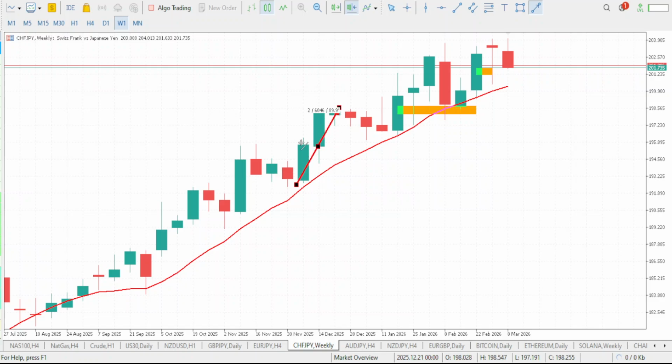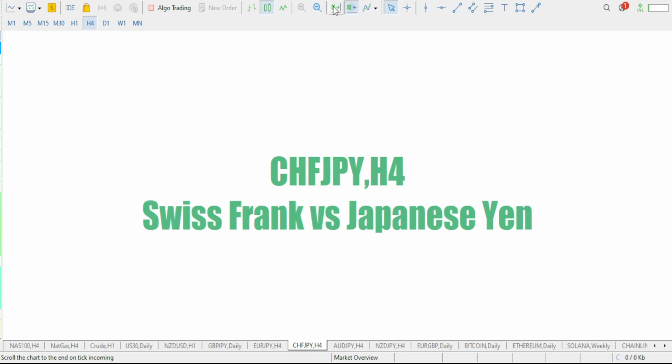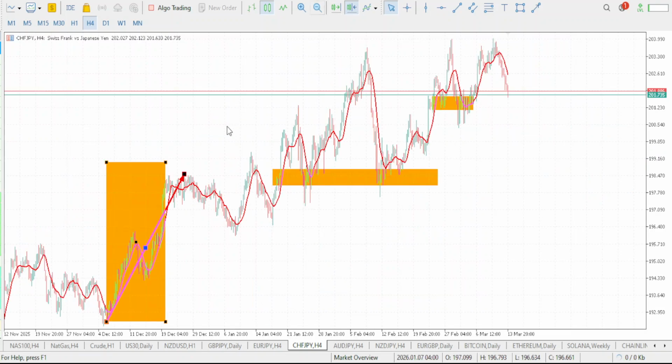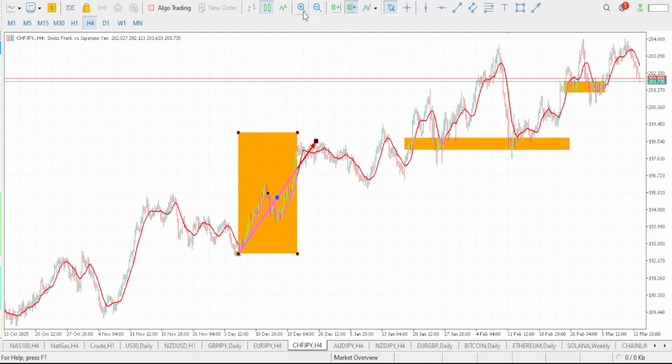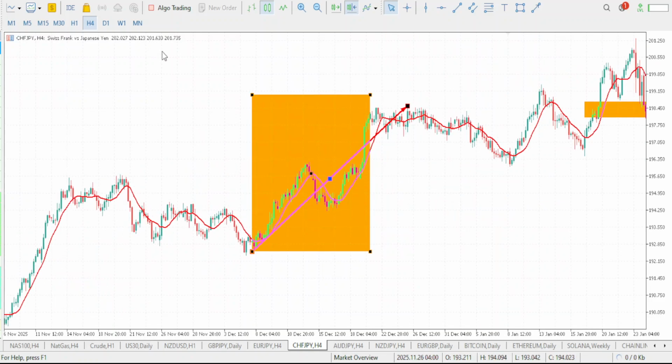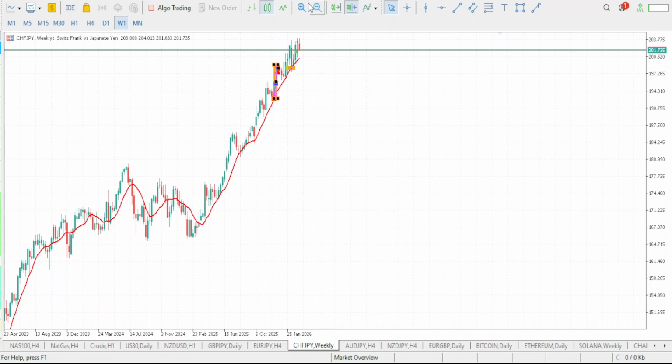So this is seen as an impulsive move, right? Within this impulsive move, once you go down to your lower time frame, you will clearly see that there is a series of higher high and higher low. When you go to your lower time frame, you will see that the market actually did a series of higher high and higher low, right? You can see it right here.